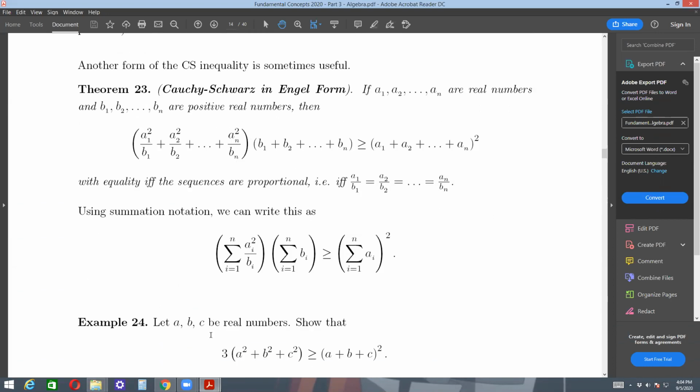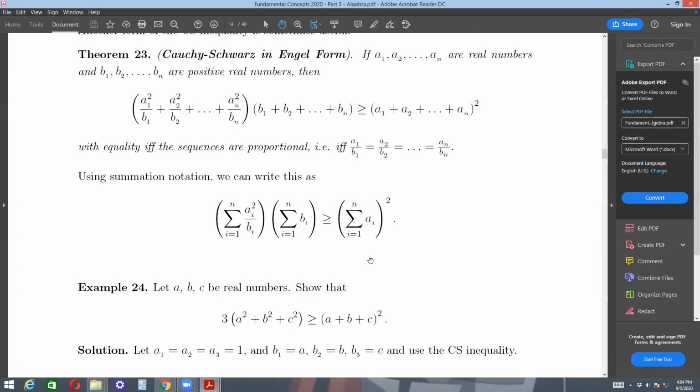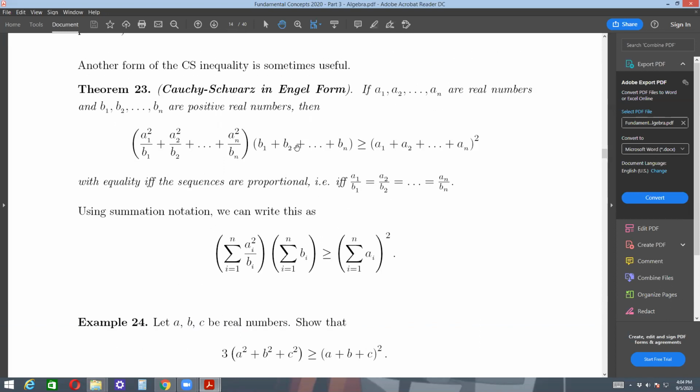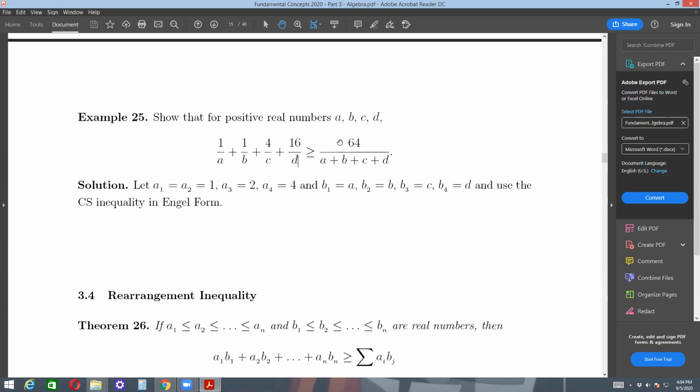And then these terms here would just be A plus B plus C plus D. And this would be 1 plus 1 plus 2 plus 4, all squared. So 4 and 2 is 6 and 2 is 8 squared, that's 64. And then when you divide by the other term, you get the right hand side. So again, this follows straight from the Cauchy-Schwarz inequality in Engel form.